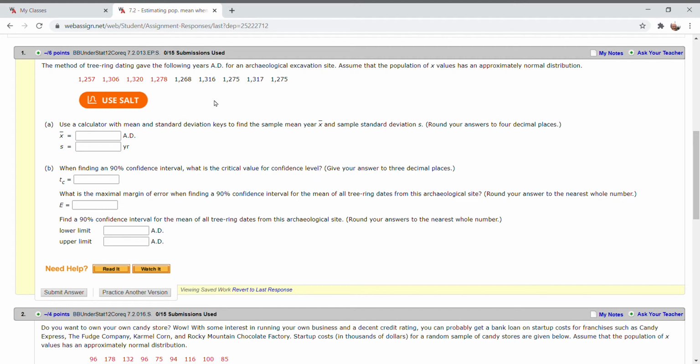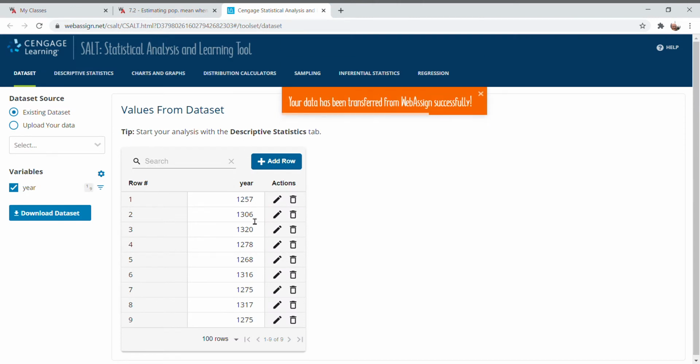We have 9 data points given. These are tree ring dating X values, and we're going to try to estimate the actual population date by using a confidence interval. So when we open up SALT, these 9 values are going to populate into our chart right here.